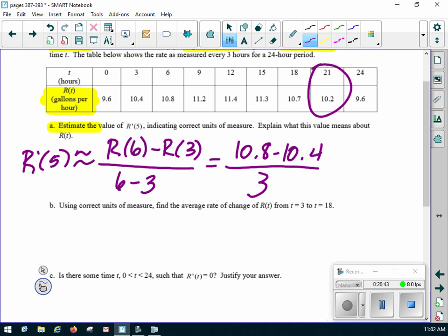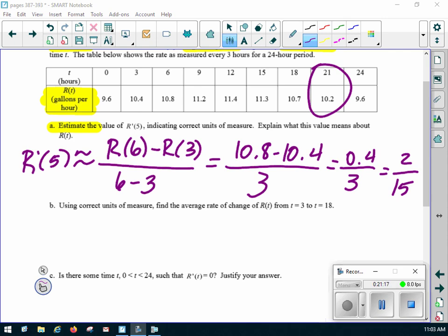What's that give us? 0.4 over 3? If you multiply top and bottom of that by 10, what do you get? 4 over 30. 4 over 30 simplifies to 2/15. So the question now is what's the correct unit of measure?